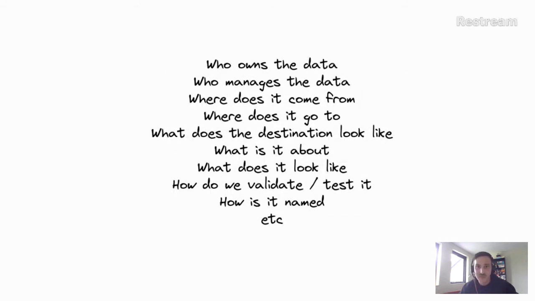So the information about who owns the data, who manages it, where does it come from, where does it go to, and if it goes somewhere, what does it look like, which schema should it use, which data set is it, are there certain other limitations or constraints there, put them all together. Also things like, what is the data about, what does it look like, etc. So we have all this information. It's kind of scattered a little bit across different systems, and we need to bring it together.